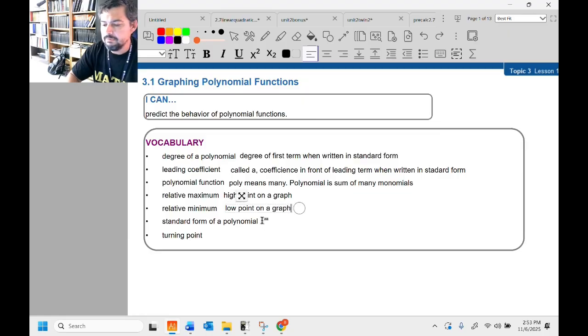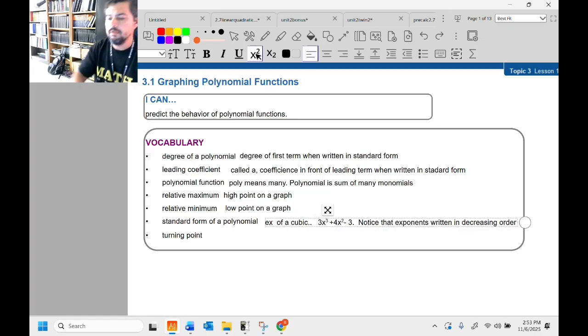And the standard form of a polynomial, I'll just give you an example of a cubic. Say we have 3x to the third plus, I don't know, plus 4x to the second, and then just say minus 3. You'll notice that exponents are written in decreasing order. All right, 3, 2, nothing, then the 3.